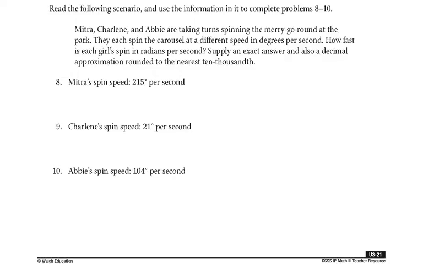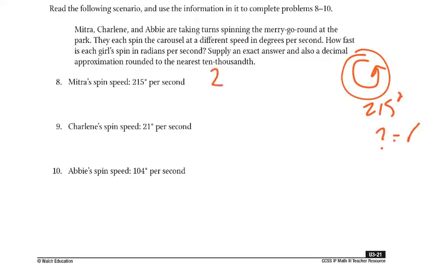So here we go. We're doing the opposite, right? Merry-go-round is going around. They said 215 degrees. We want to know radians. So I go 215 times pi over 180, because now I want the pi. Now, the way to think about this one is to think about that simplifying of rationals. That's the best way to think about it.